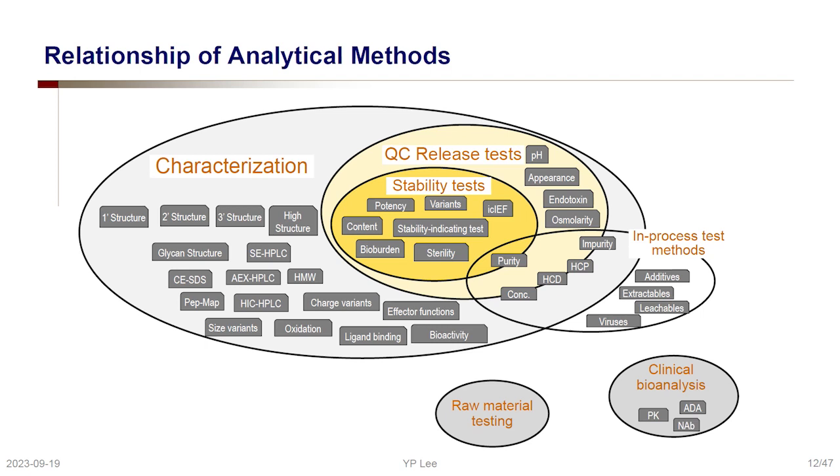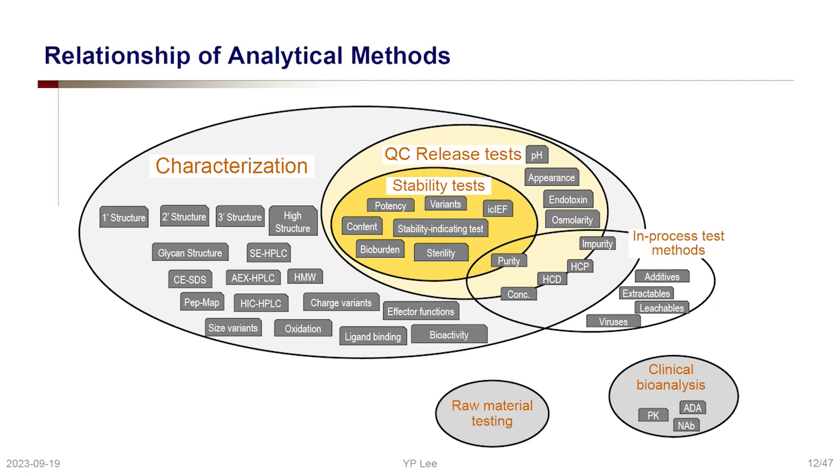The area or the domain where the widest range of analytical methods is used is the characterization. The analytical methods used for characterization are many and diverse, and some of them can be used for the critical quality assessment to test the critical quality attributes. So these will be used for the QC release testing. And of the QC release testing, there are items that indicate stability, and these are for the stability testing. So you can see the relationship between these different domains.